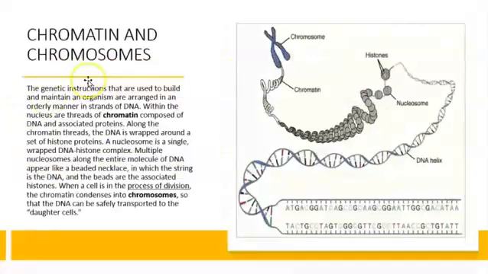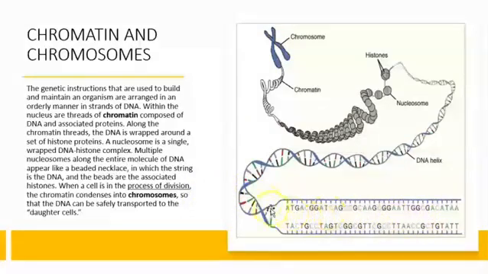When the cell is working every day fulfilling the functions that it needs to perform, then you are going to have chromatin. Eventually that cell needs to divide and create another cell. So during the process of cell division, you're going to see chromosomes. Again, we said that there are basically two stages that the cell is going to go through during its life.